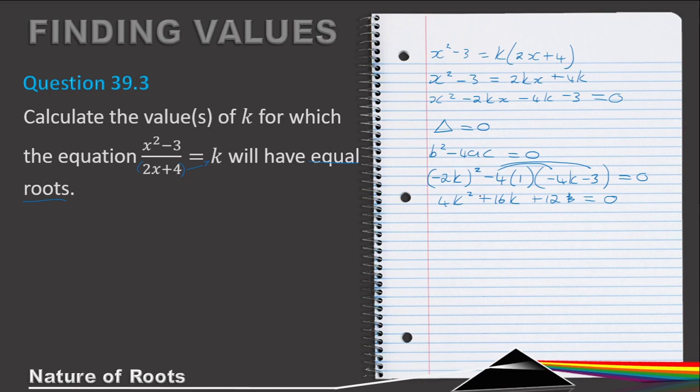So here we have 4k squared plus 16k plus 12. We can simplify this by dividing everything by 4. k squared plus 4k plus 3 equals 0. Factorize: (k plus 3)(k plus 1) equal to 0. So k is equal to minus 3, or k is equal to minus 1.